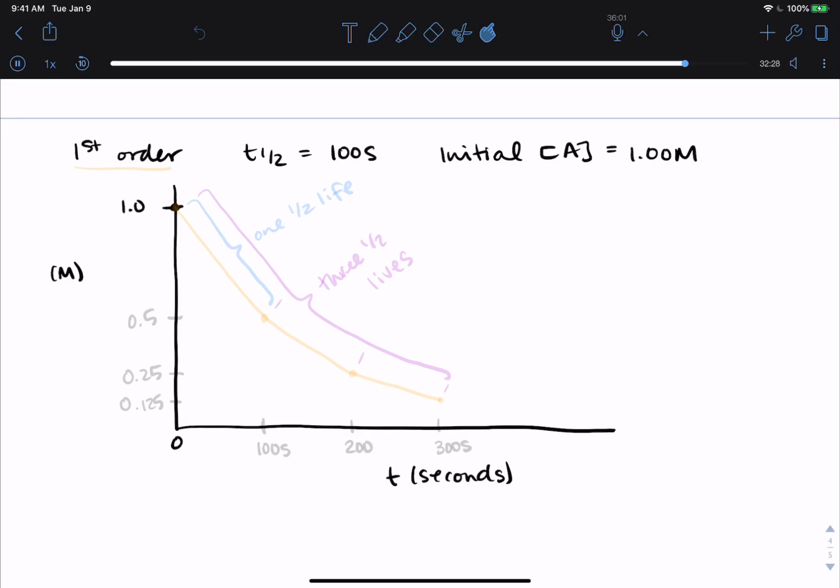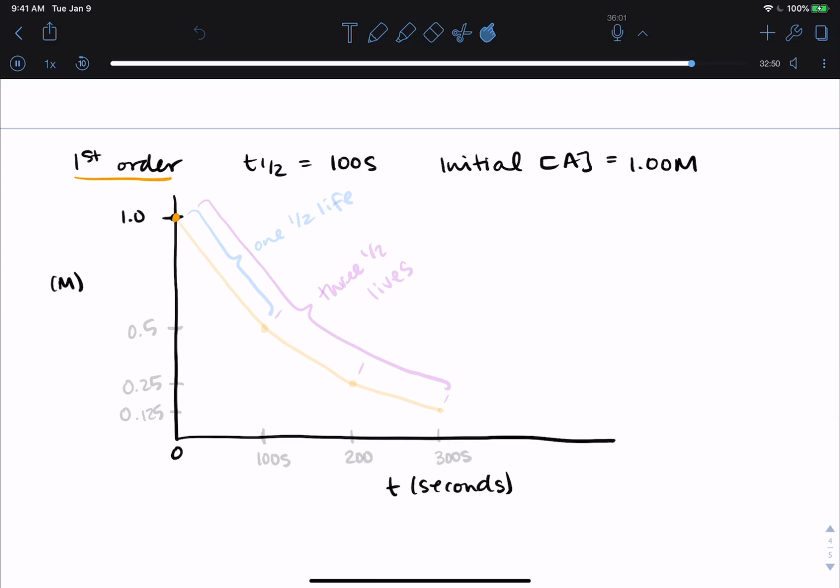So if the initial concentration is 1 molar, we're going to start out up here at 1 molar, and my half-life is 100 seconds, and I'm first order. So there's no dependence on the concentration of A in our half-life. So if I pick some time interval, say that this is 100 seconds, it will take me exactly 100 seconds to go from 1 molar to 0.5 molar, which is half of the initial concentration. So, assuming I've marked this right, 0.5 molar should be there. So at 100 seconds, I'm at 0.5 molar.